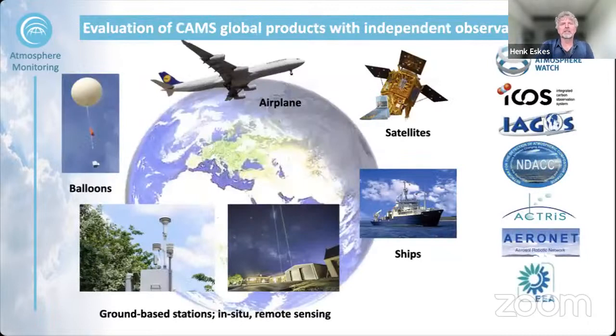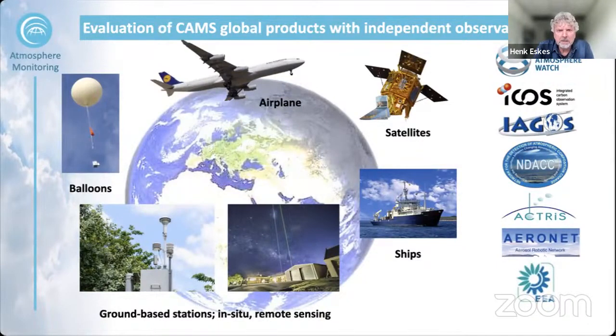Okay, so what are the data sets that we compare with? As I mentioned, CAMS Global is using satellite data to optimize the concentrations in the forecast and the analysis. So what we want to do in validation is to see what kind of independent observational data sources we have to evaluate those analysis and forecast products. And basically you can split them up in different groups.